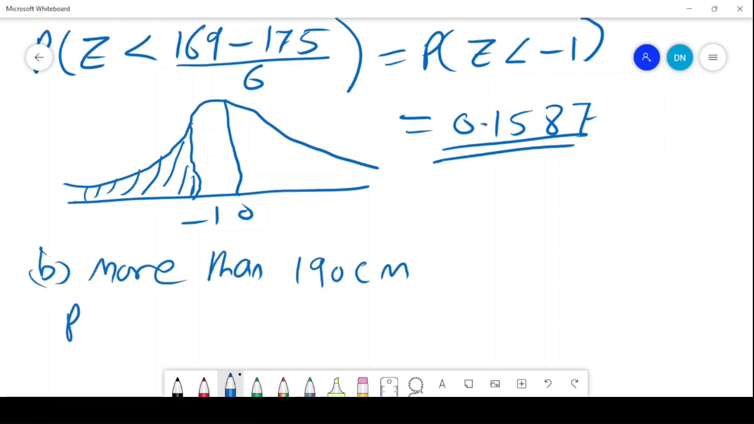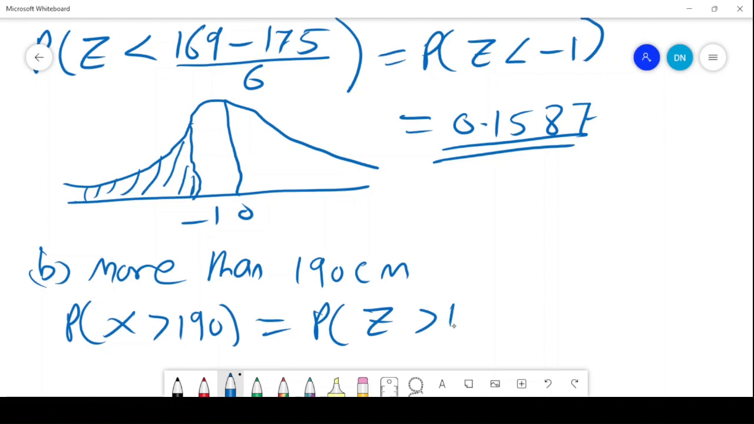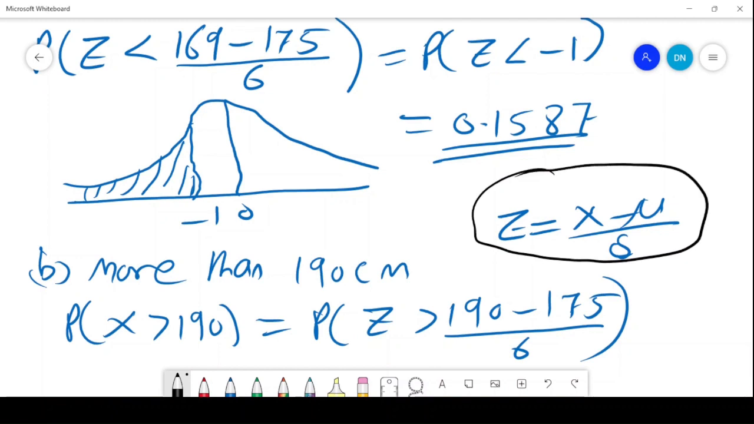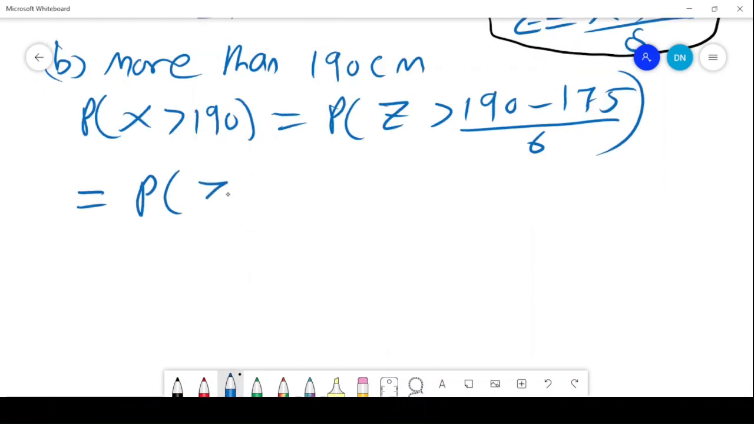Now the probability that x is greater than 190 is the probability that z is greater than (190 minus 175) divided by 6. Remember we said that z is equal to x minus mu divided by sigma. When we put it down this way, it helps us to compute the values. The probability that z is greater than 2.5.